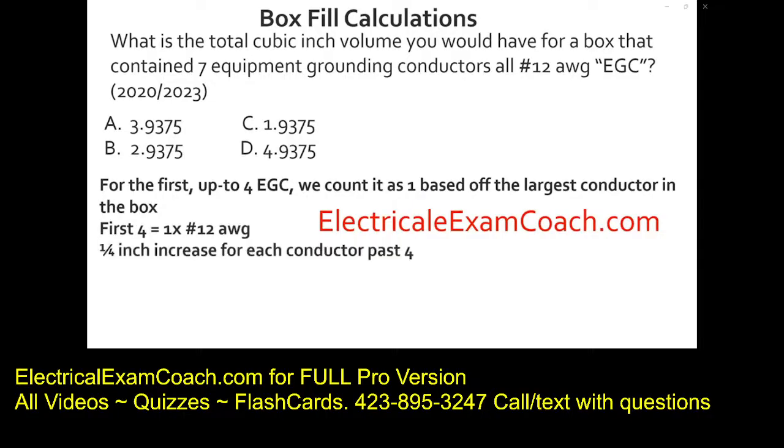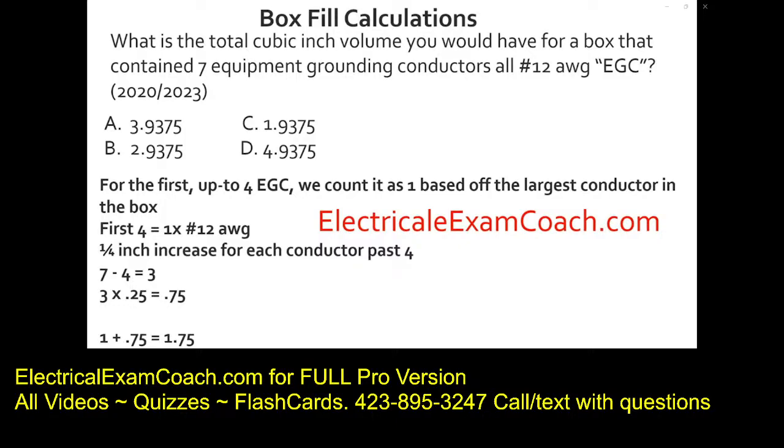And then a 1/4 inch increase for each one past 4. Sounds complicated. We're going to break it down very simply. We have 7 total, and we're going to minus 4 because those first 4 we counted as 1. So we have 3 left over, and we're going to take those 3 and multiply it by 1/4, and that gives us 0.75. So we have a total of 1.75 conductors based off whatever the largest conductor is in the box.